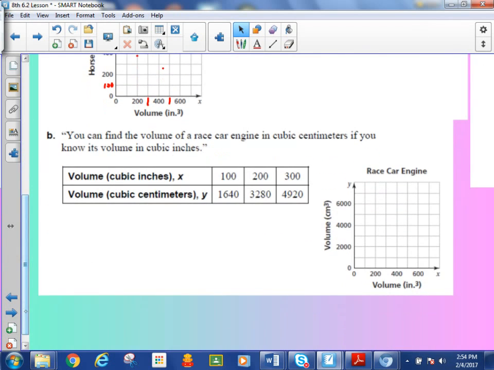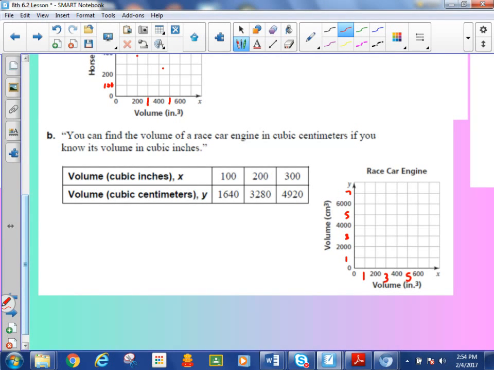You can find the volume of a race car engine in cubic centimeters if you know its volume in cubic inches. So let's go through and graph each of these. So over to 100. Each of these lines going across is worth 100, so that's 100, that's 300, that's 500. I'm just putting those smaller numbers in there. And it looks like each box here is worth 1,000. So this is 1,000, this would be 3,000, this would be 5,000, this would be 7,000. Sometimes I need that visually as they're doing some skipping.